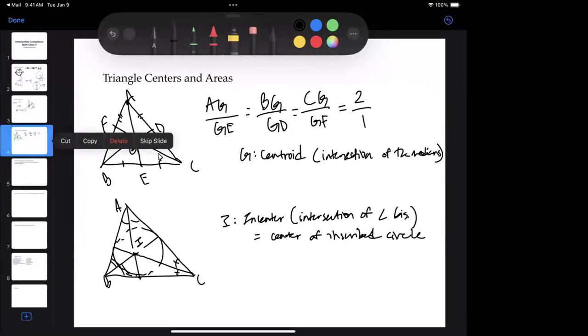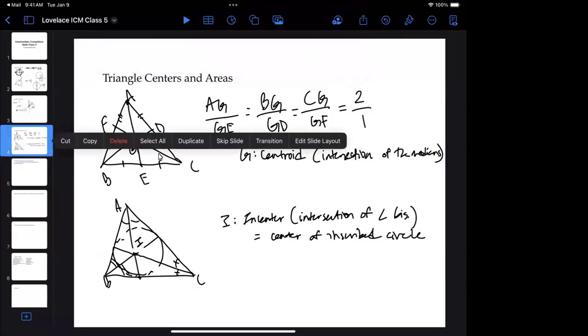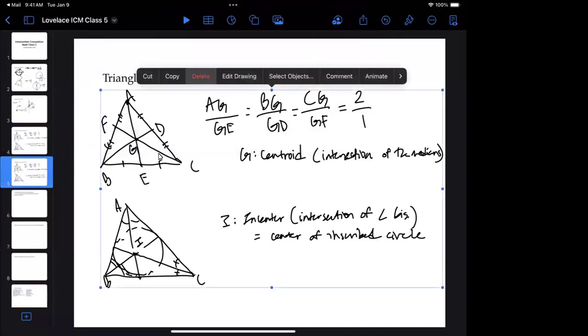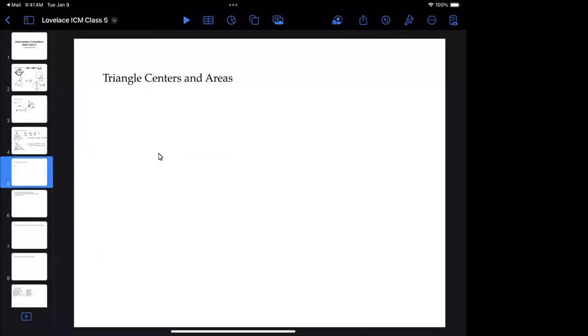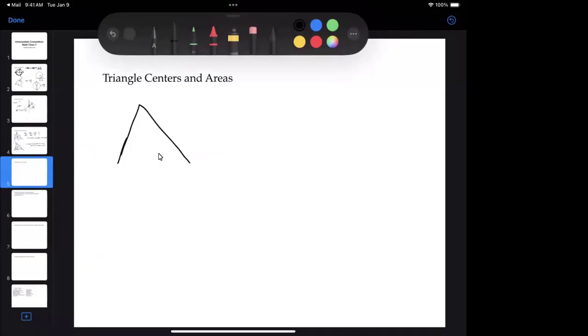Okay, and then there's at least one more. It's the intersection of the perpendicular bisectors. And we denote this as O. So O is usually the circumcenter.